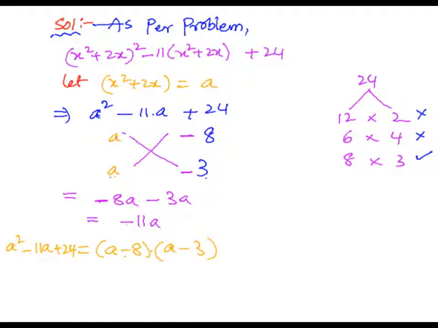Then now, replacing a, we assumed a as x square plus 2x. So now a is again replaced by x square plus 2x. The a value is x square plus 2x minus 8, bracket close, into the a value, again x square plus 2x, minus 3. So now let us factorize these two separately. I am going to factorize x square plus 2x minus 8 separately and x square plus 2x minus 3 separately.